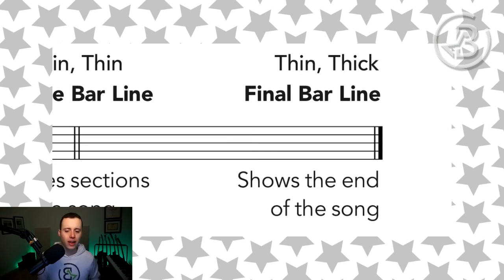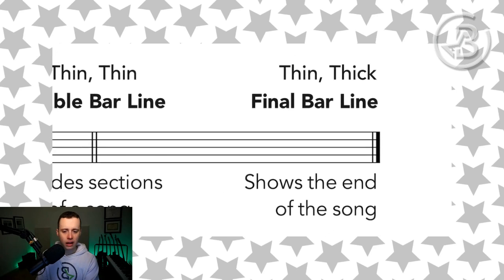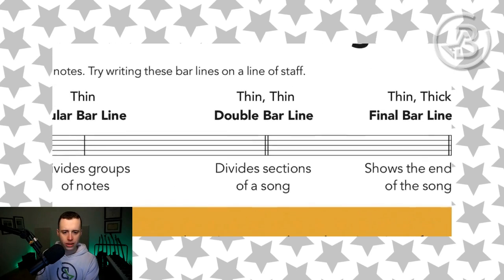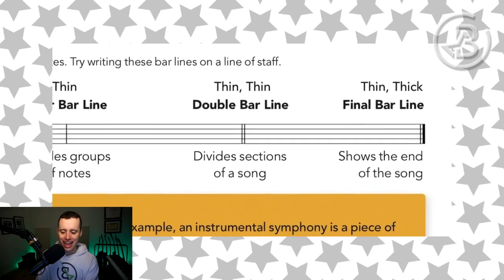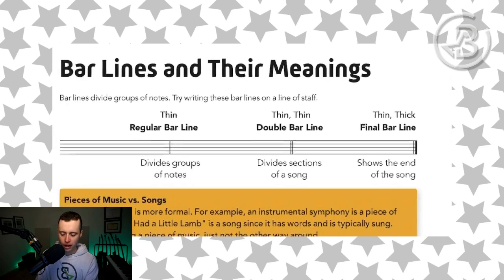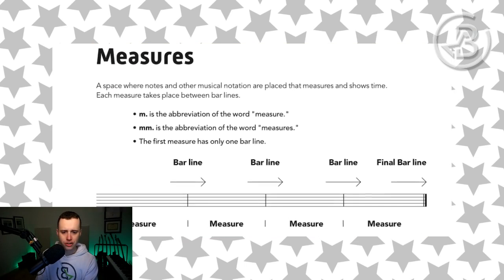And then a final bar line: that's one regular bar line, and then another line that's about 3 or 4 times thicker than the regular bar line, so thin, thick. This final bar line shows the end of a song. So our 3 types of bar lines are a regular bar line, a double bar line, and a final bar line. Now let's look at how these bar lines play into measures.